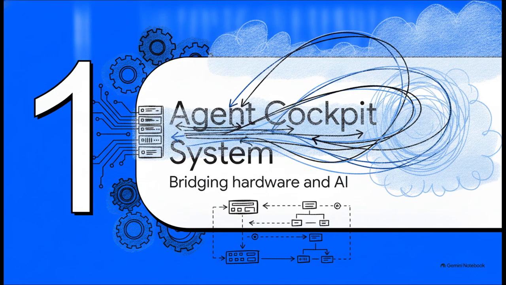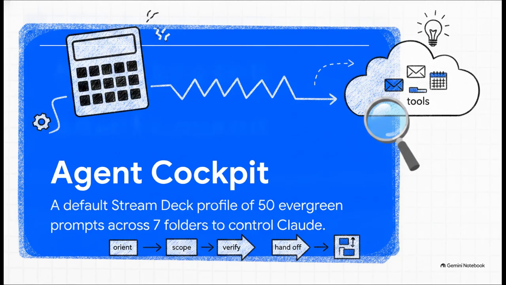All right, section 1, the Agent Cockpit system, bridging hardware and AI. So, the absolute crucial point here is understanding exactly what this playbook outlines. The Agent Cockpit isn't just some random list of shortcuts, it's an entire default Stream Deck profile made up of 50 numbered evergreen prompts that are organized super precisely across 7 distinct folders. And its main job? It completely owns the conversation with Claude.